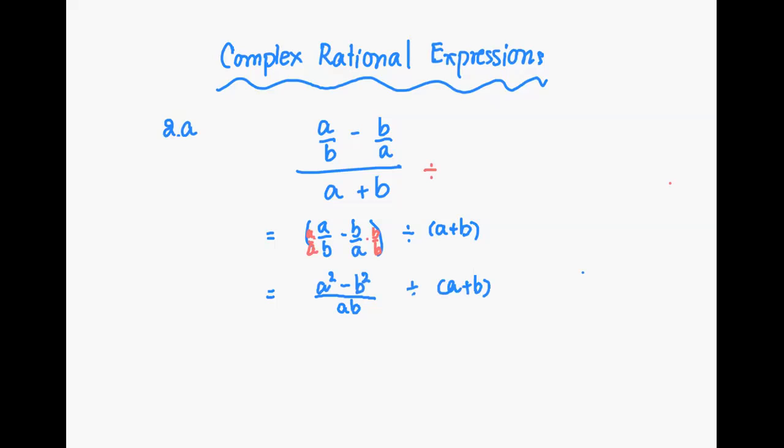And then we are going to rewrite the division into the multiplication of the reciprocal, or we can see a plus b as a plus b over 1. Then we have a squared minus b squared, all divided by ab, times 1 over a plus b. Make sure we put parentheses around. And then the next part, we look at a squared minus b squared, and actually this is the difference of two squares.